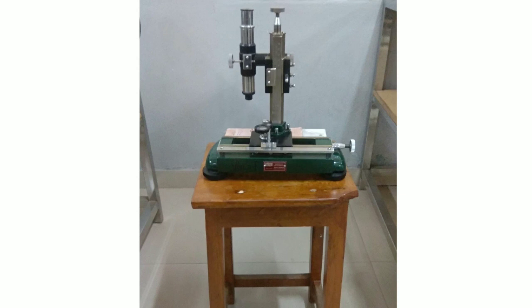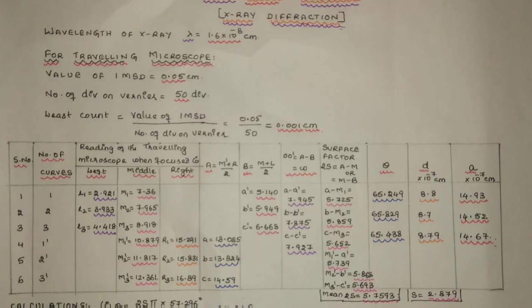And this is the traveling microscope, and the least count is to be calculated. The value of one main scale division is 0.05 centimeter, and the number of divisions on the vernier is 50. The least count of this traveling microscope is given by 0.001 centimeter. Now we have to record by focusing on each of these lines on the diffraction pattern. We have to record these readings in the tabular column, which is represented as shown in the figure.